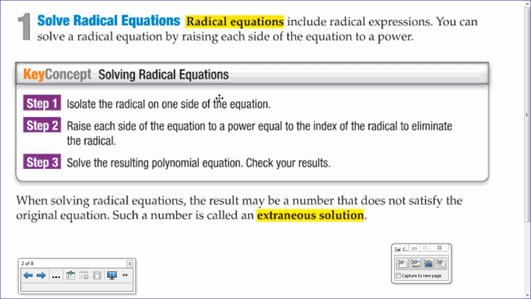Alright, first of all, when you've got a radical equation, you want to get your radical on one side by itself. So isolate the radical on one side. Then, step 2, you're going to raise each side of the equation to a power equal to the index of the radical to eliminate the radicals, and then you're going to solve the resulting polynomial equation. Be sure to check your results because you could end up with extraneous solutions, meaning false solutions.